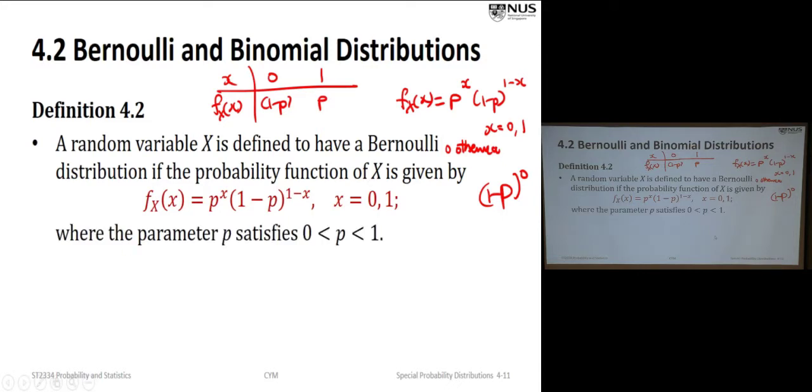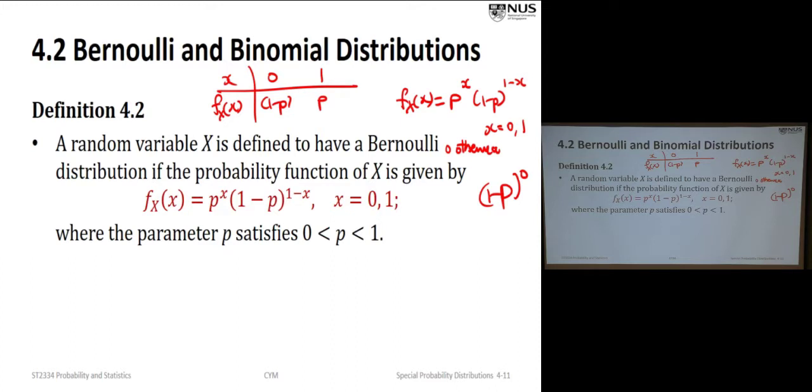And also, I specified that P, we have a name for it, we call it parameter. What does this parameter mean? It means that this distribution, the Bernoulli distribution, is in fact not one of them. How many of them are there? Infinite number of them, because the P can take any values, so long as it is between 0 and 1. So it's a class or a collection of many Bernoulli distributions with different P.